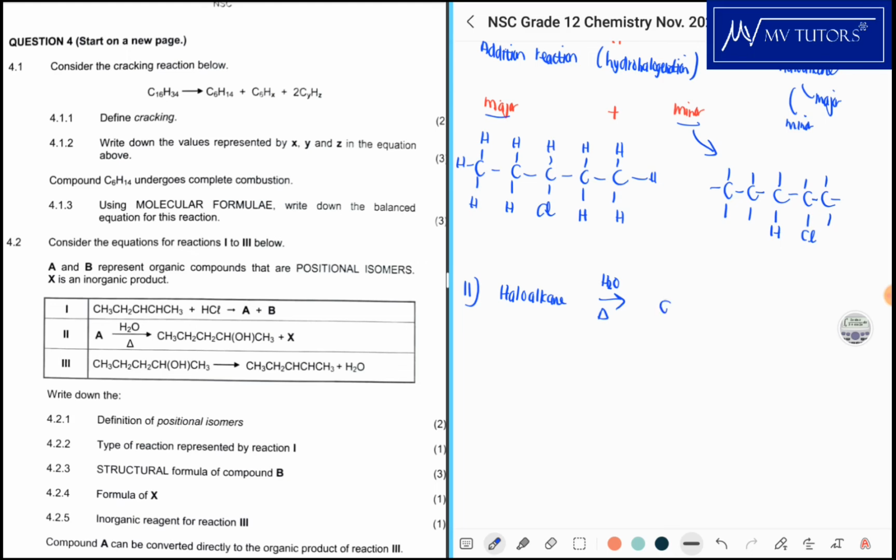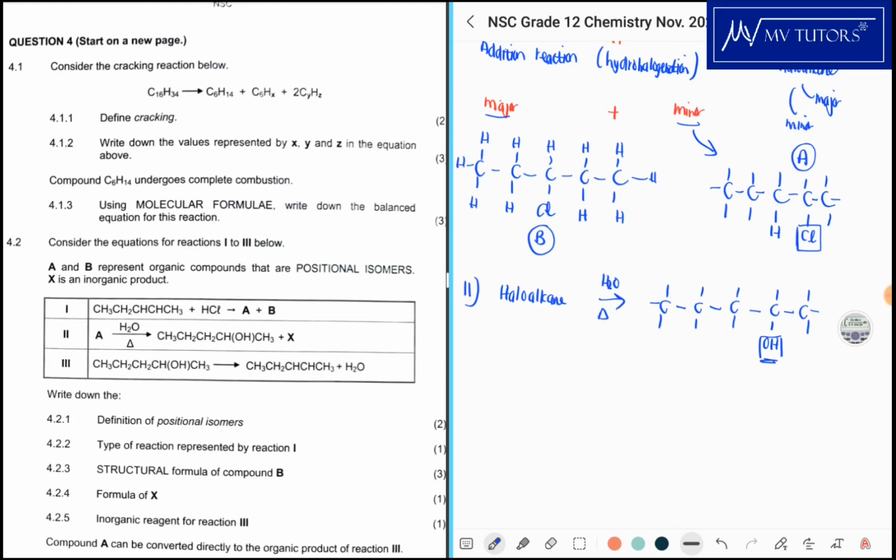Okay, so we have CH3, CH2, another CH2, then we have a CH and an OH, and we have CH3. Alrighty, so now we see where the OH went. So basically, this would have to be A. So this is A, our minor product. B is our major product. So it is clearer now which is which.